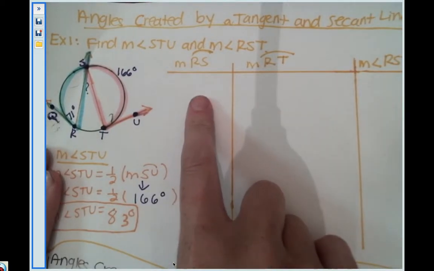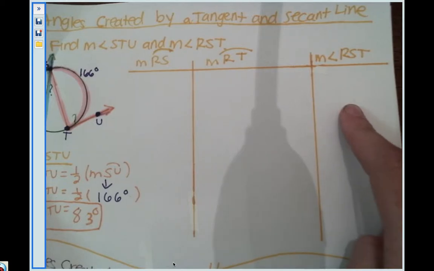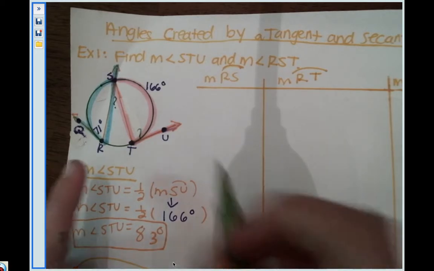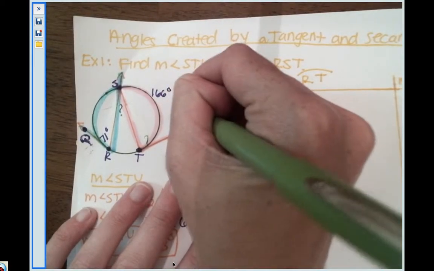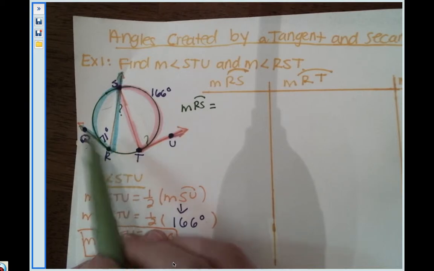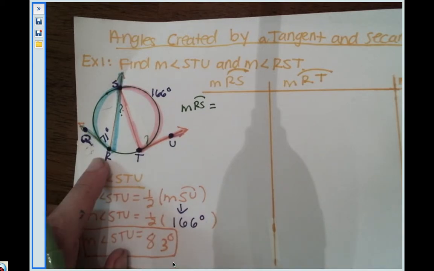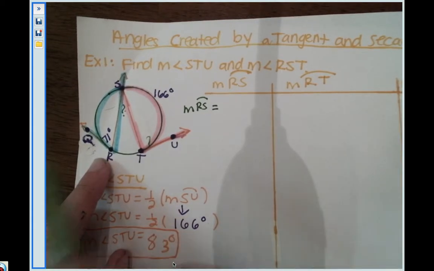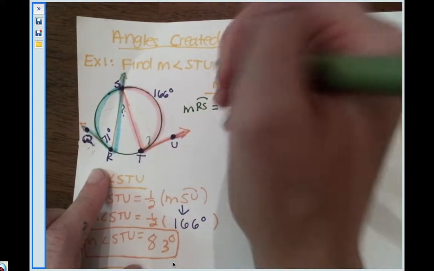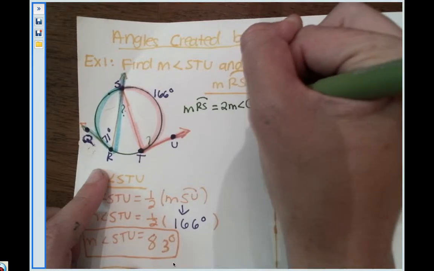First I'm going to find the measure of arc RS, which will help me find the measure of arc RT, which will then help me find the angle RST. So the measure of arc RS equals, if I know the angle that is created by the intercepted arc, what do I do to this angle to get its intercepted arc? Yes, you are correct, we double it. So I'm going to multiply angle QRS by 2 to get the measure of the arc. So 2 times the measure of angle QRS.